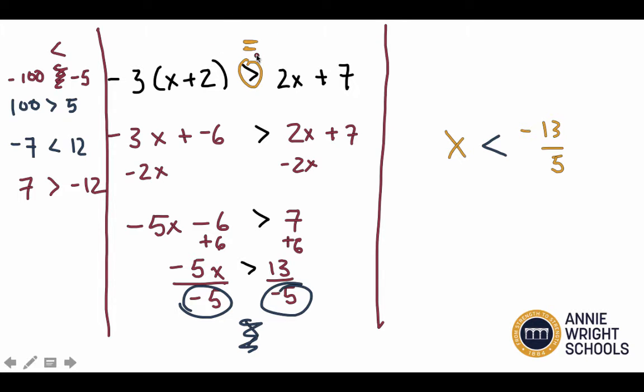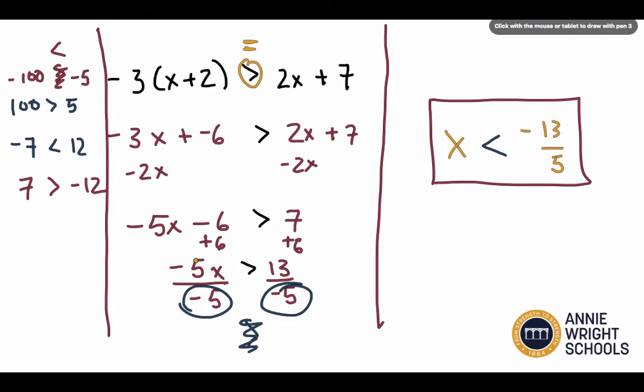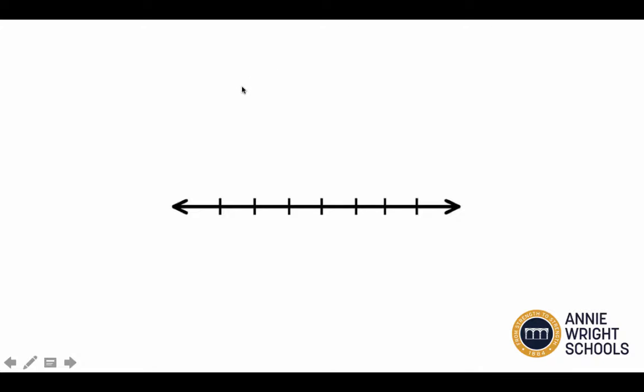The only difference is if you ever divide or multiply by a negative number, you have to flip the sign. Now, if we take this final answer and we draw it on a number line, x has to be less than negative 13/5. All right, so let me clear this off. X has to be less than negative 13/5.